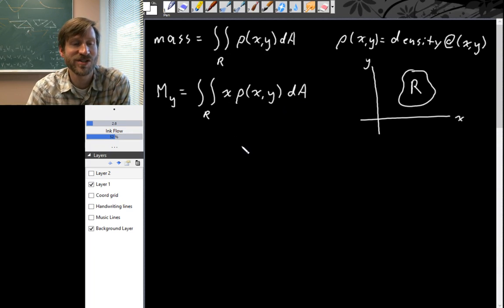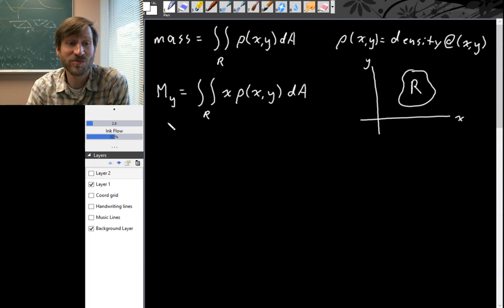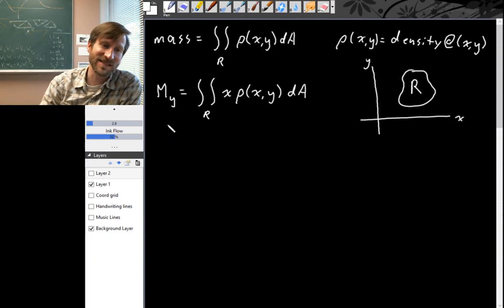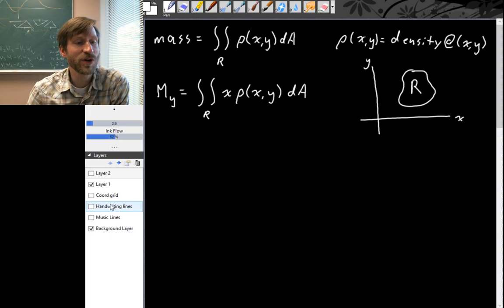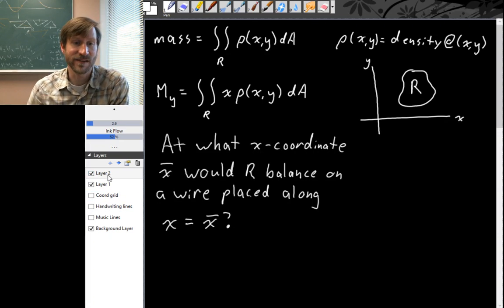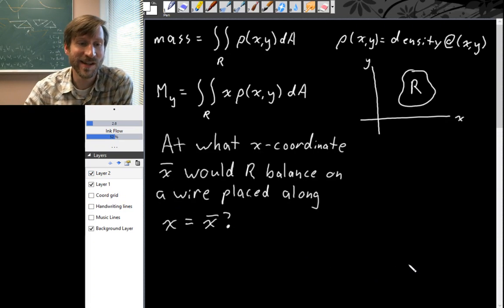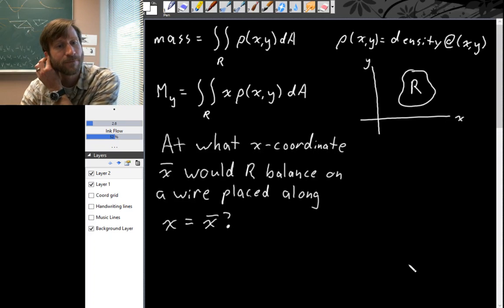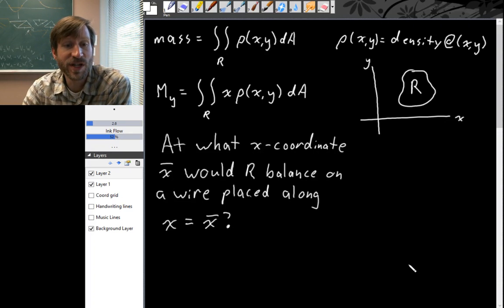Everything we're about to say goes just as well if you switch all the x's and y's and work with the mass about the x-axis instead. So the question that we're going to ask is this: at what x-coordinate, x bar, would the region balance on a wire placed along the line x equals x bar?